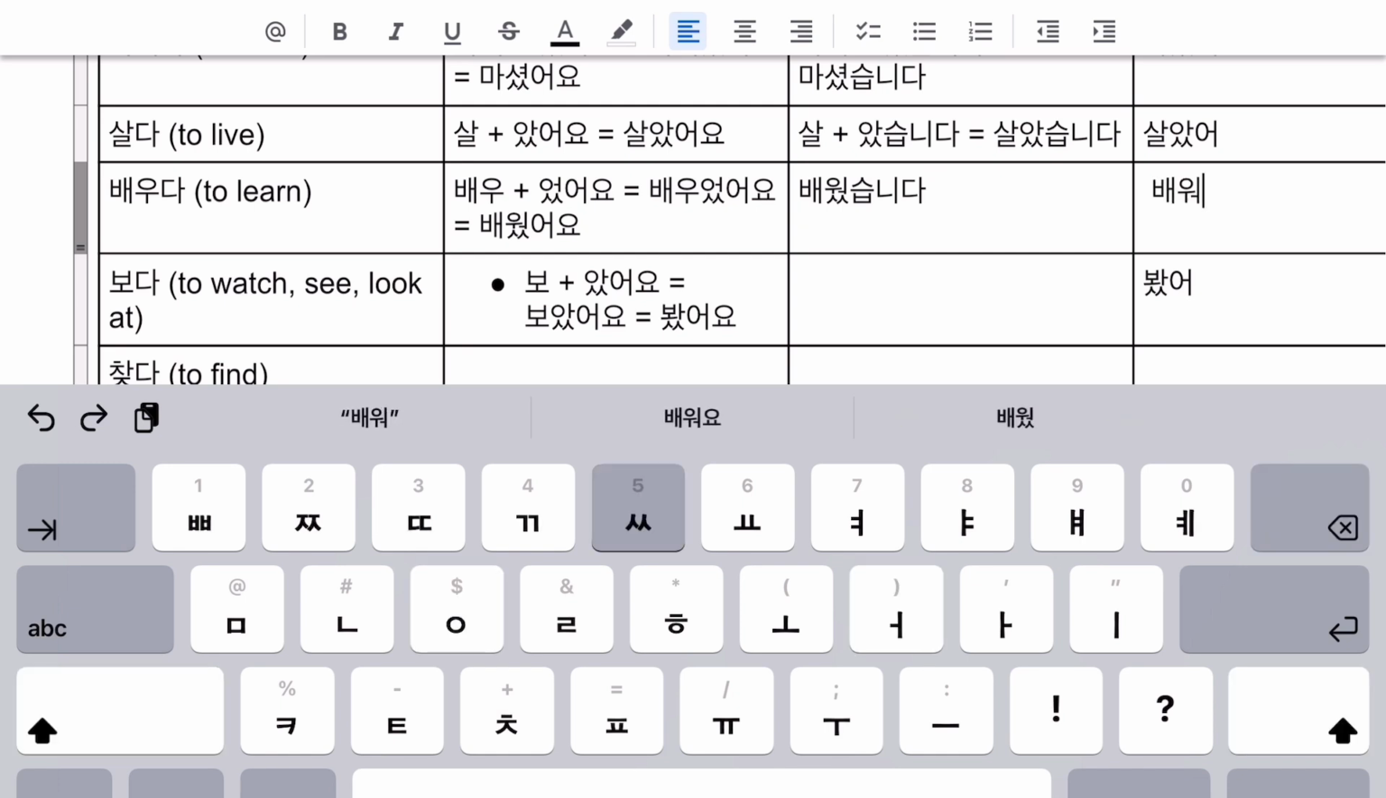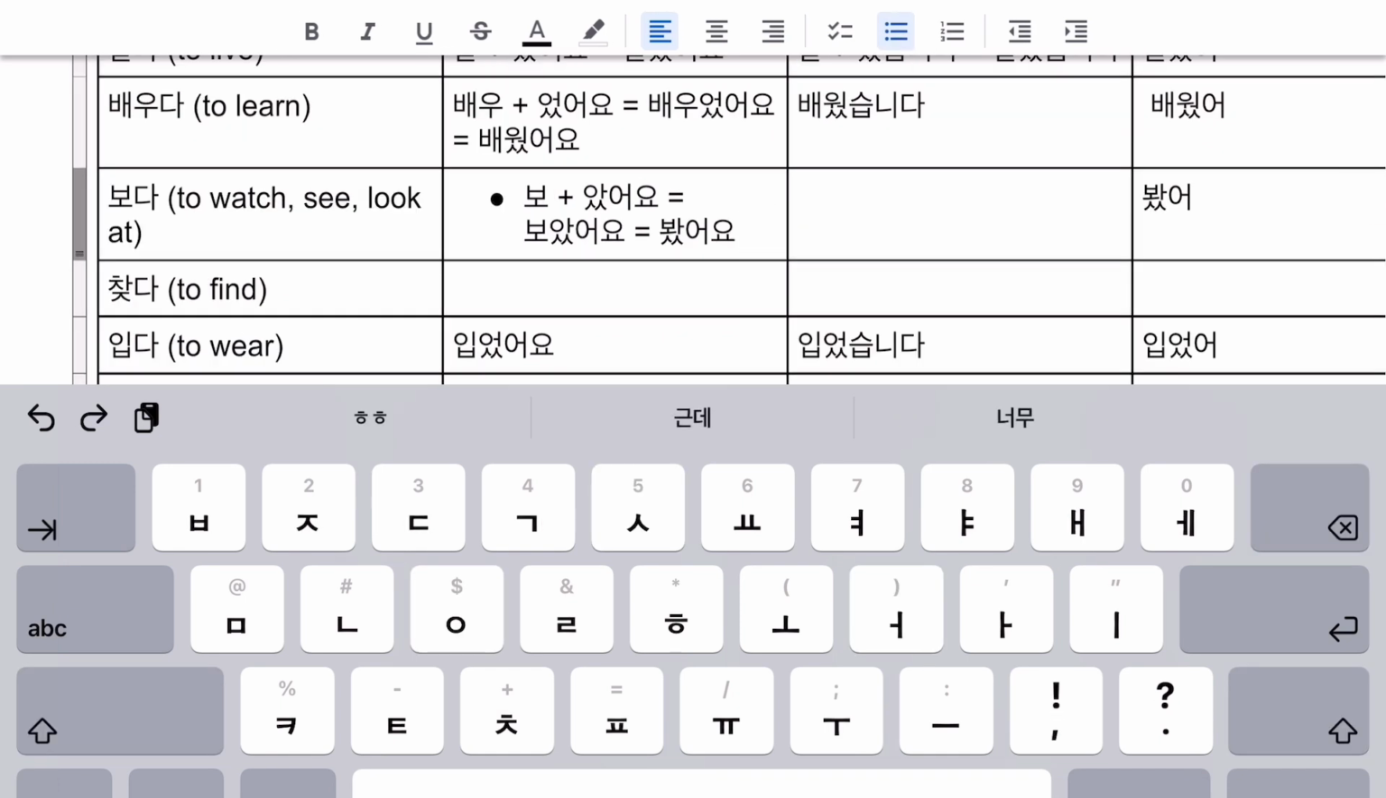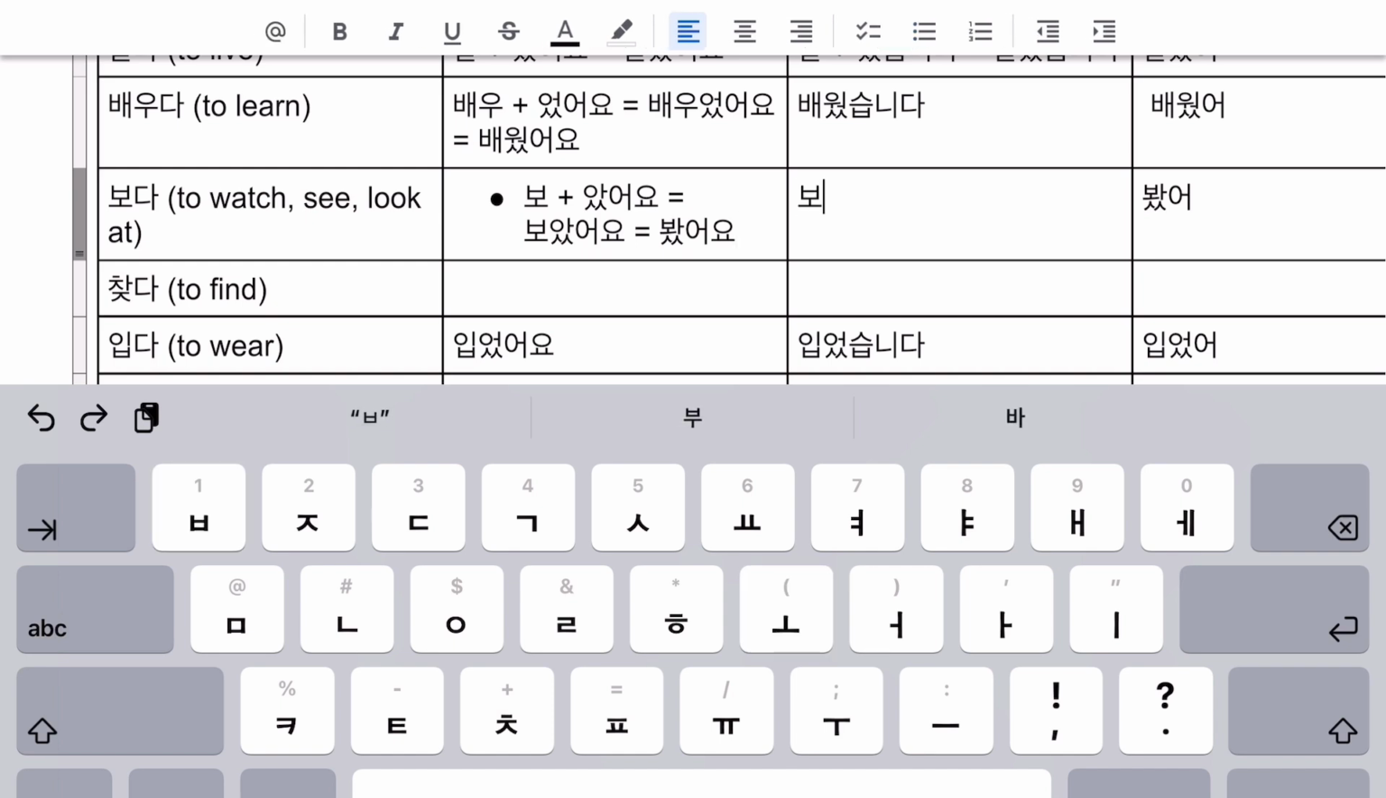And informal 배웠어. 보다. So 보 ends with the o, so we need at ending. 보았어요. Becomes 봤어요 because we have two vowels next to each other. We need to contract it. 보았습니다. Like this is not incorrect, but like I said, gotta contract it a little bit further. 보았습니다.